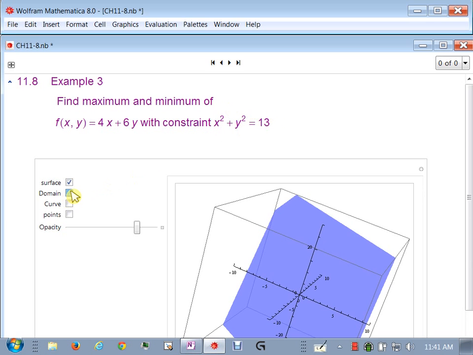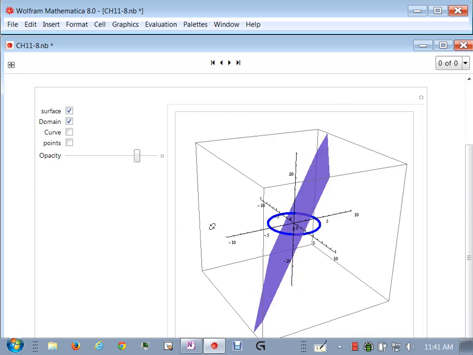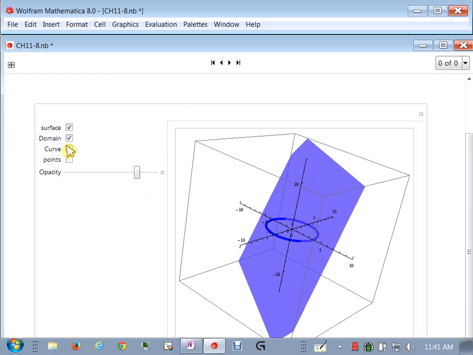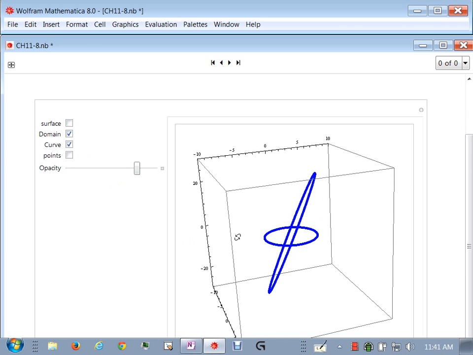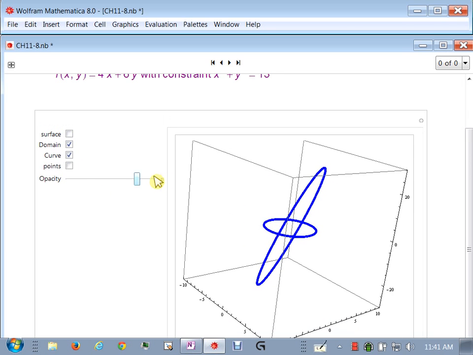Circle. So there's my domain on the ground. If I plug just those points into the surface, and I pull that surface out, I get that, right? I'm trying to find the highest and lowest points, which should be those two right there. Yes?